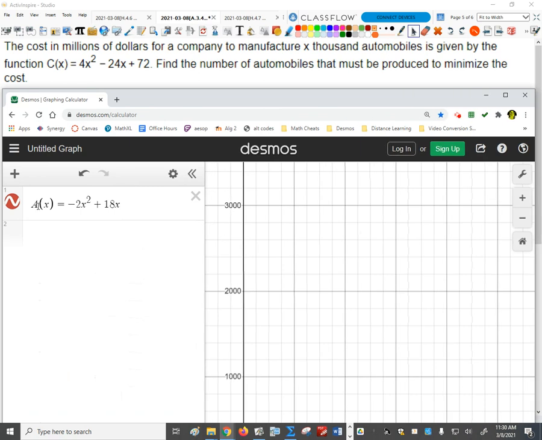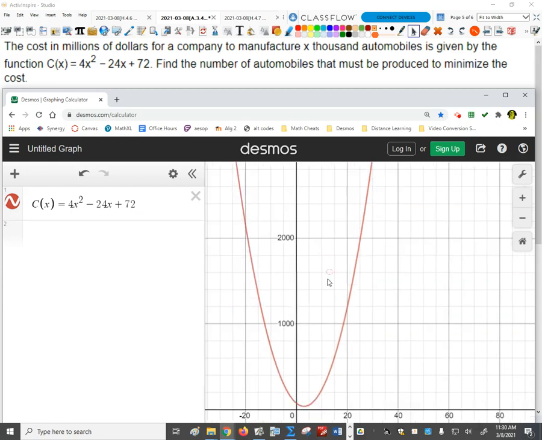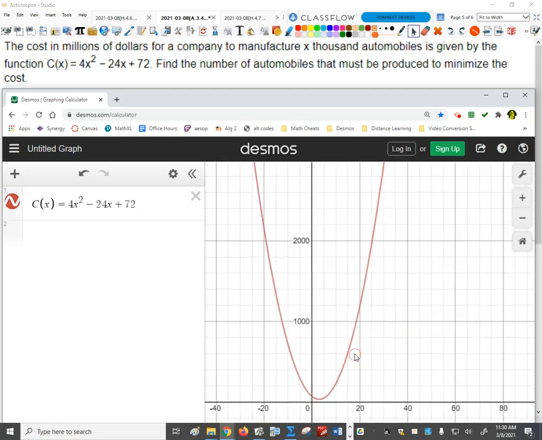Let's graph this thing. We have C of X is equal to 4x squared minus 24x plus 72.